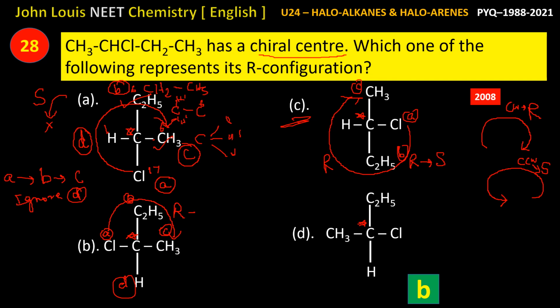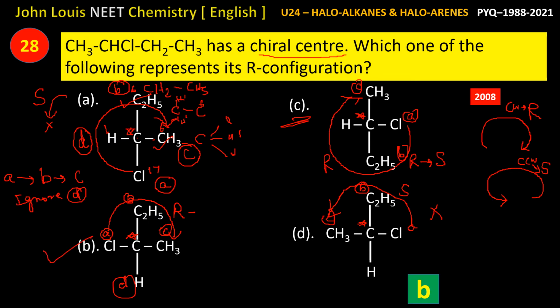Then option D. Chlorine is A, this is B and this is C. So A to C, this is moving in the anti-clockwise direction, therefore S configuration. Of course it is not crossing H, therefore that should be considered as S only. Therefore this also cannot be correct because we want R configuration. So which is the correct answer? Option B is the correct answer.